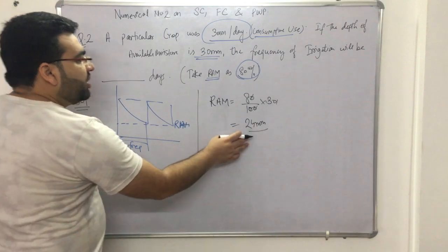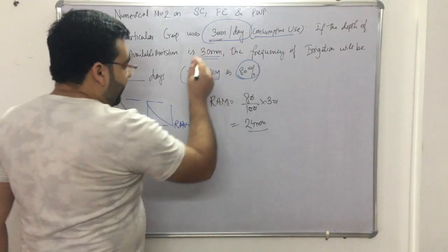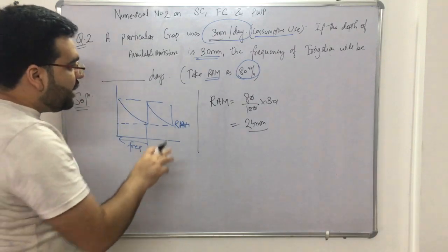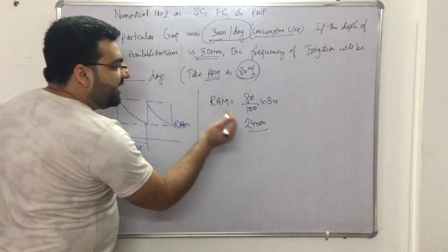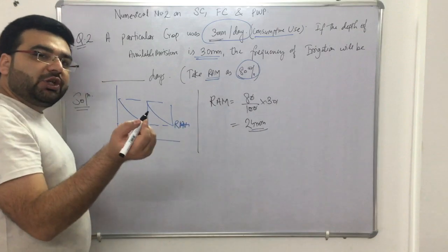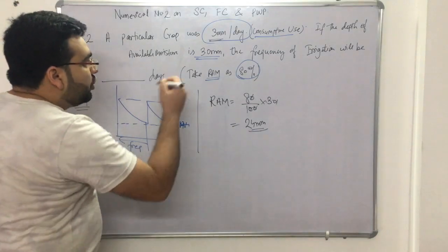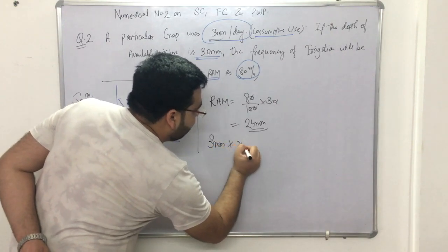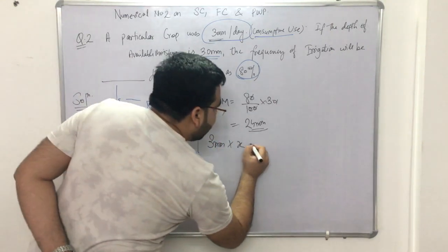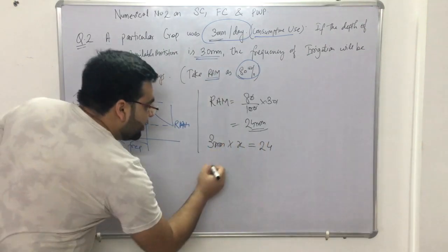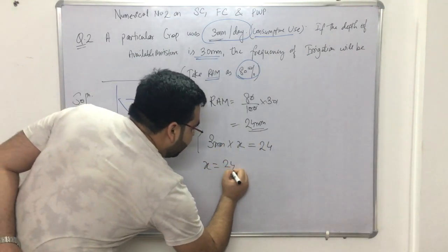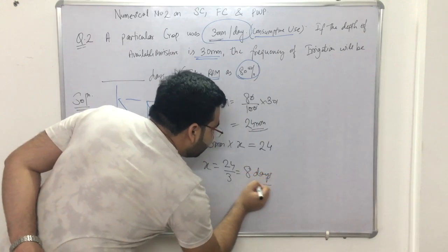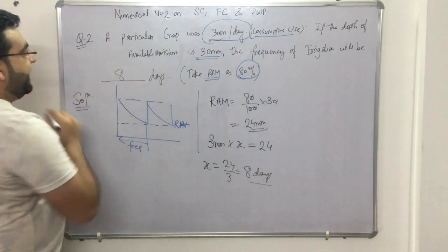And what is the use? The use is 3 mm per day. So it is using 3 mm per day, and you have to calculate after how many days it reaches 24 mm. So 3 mm per day into x number of days gives you 24 mm. So x will be equal to 24 divided by 3, that is 8 days. So 8 days is the correct answer.